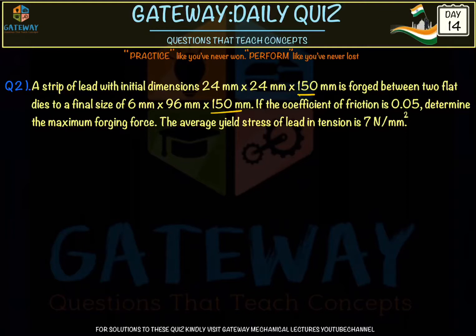Before that, we'll just go through the question. A strip of lead with initial dimension 24 mm into 24 mm into 150 mm is forged between two flat dies to a final size of 6 mm into 96 mm into 150 mm. If the coefficient of friction is 0.05, determine the maximum forging force required. We know forging is an operation of cold working. Then the average yield stress of the lead in tension is also given, and that can be used in compression also. Generally, this rectangular plate we take in forging is under compression, a plane strain compression case. This is a plane strain condition.